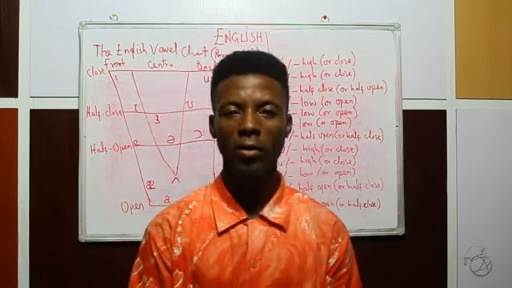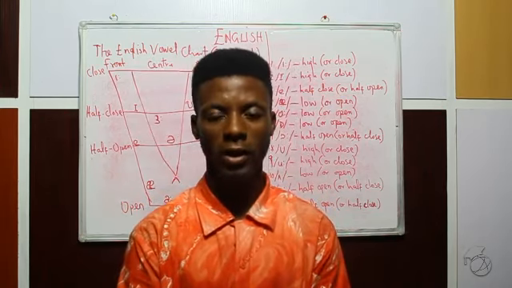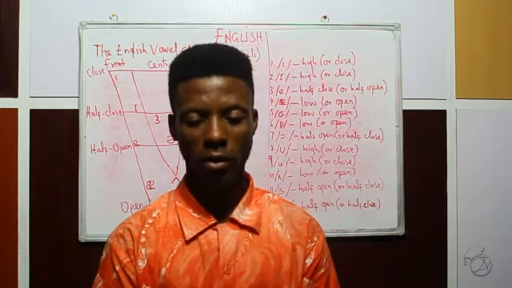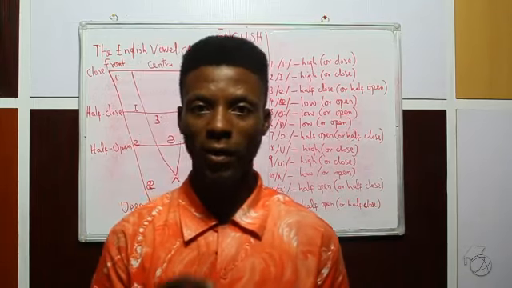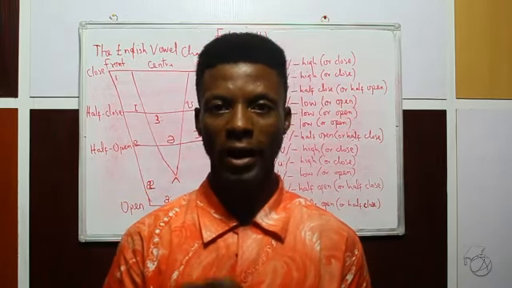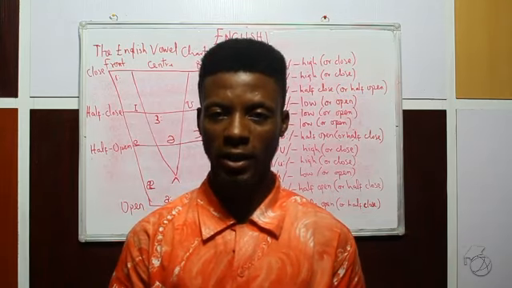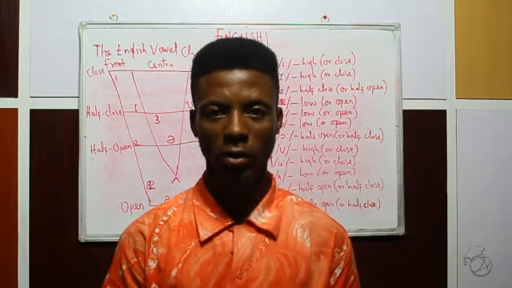These are the pure vowels in the English sound. They are 12 in number. We have a total of 20 vowel sounds in English. 8 of them are diphthongs. And we are going to be taking a look at the diphthongs now.